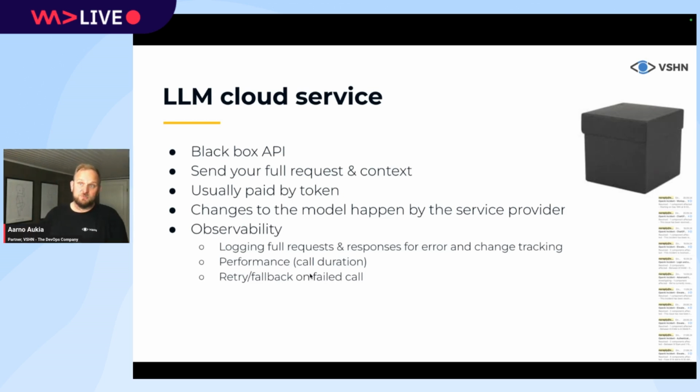And that's where observability is super important, right? So logging the full requests, including context and everything, and responses, so you can go back and ask: now it doesn't work, did it ever work, or has the model been changed, or is it a change in our data, or was I now asking the wrong question? Why? What happened, right?